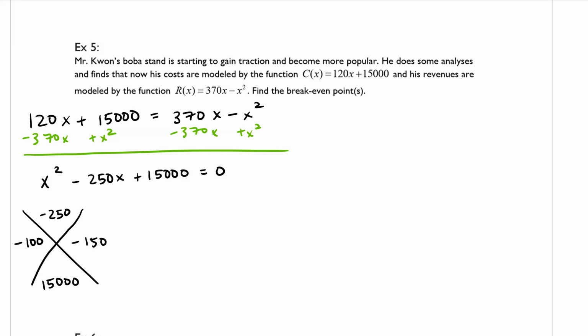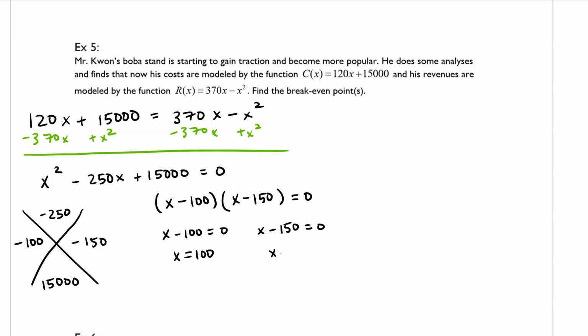So now that I have those two values, I can factor my expression into x minus 100 times x minus 150. And that is equal to 0. And now from here, I can use the zero product property and set both of those things equal to 0. Okay, so we get that x equals 100 and x equals 150.